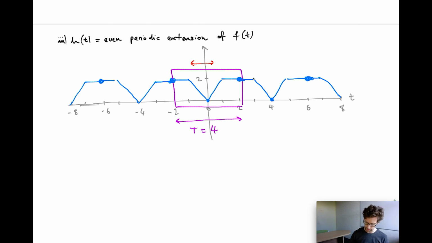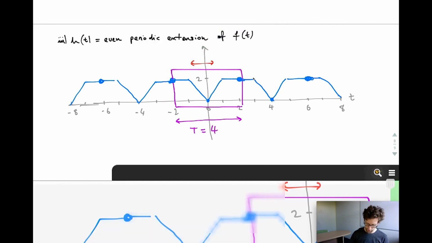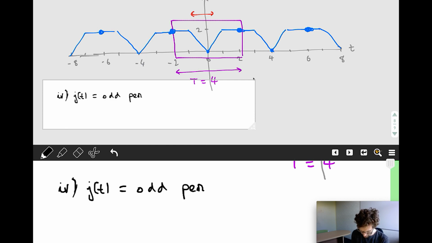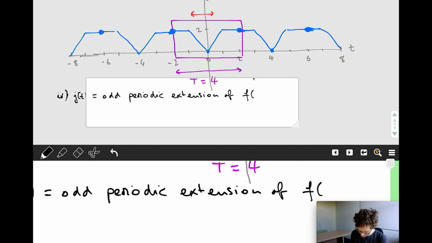What would the odd periodic extension of my function look like? Once again, what I'm going to do is create a basic tile that's twice as large as my original tile. And I'm going to do that by taking a sort of swapped version of my tile, or mirror image of my tile, in such a way that my new tile has got an odd symmetry. So I'm going to define a new function, j of t. This is going to be the odd periodic extension of f of t.